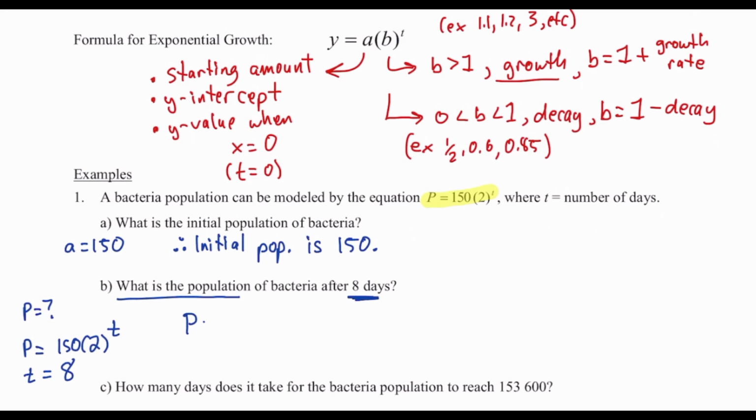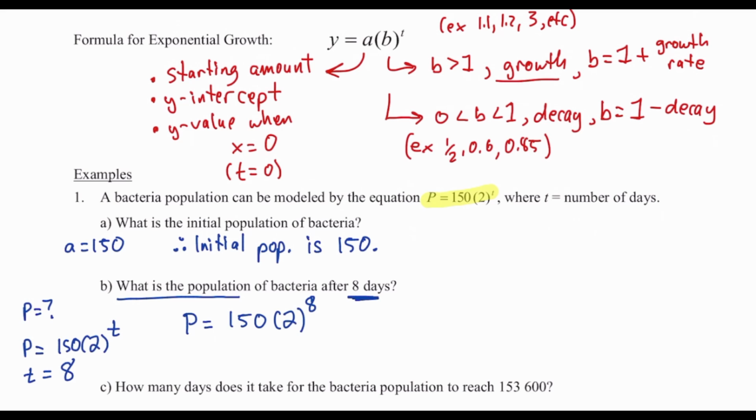So population is going to be starting with 150. 2 means we're doubling every day. And number of days is 8. Once again, as you put this into your calculator, this part has to come first. Start with 2 to the power of 8, then multiply by 150. If you're doing it in the wrong order, if you are not following the rules for order of operations, you are going to get the wrong answer. So please be careful as you do that.